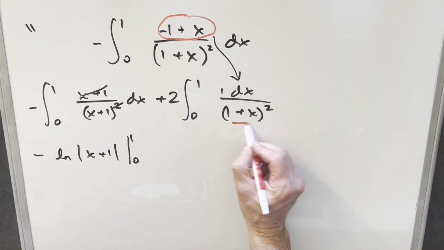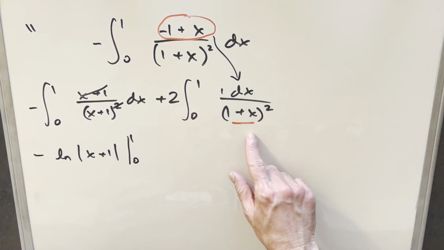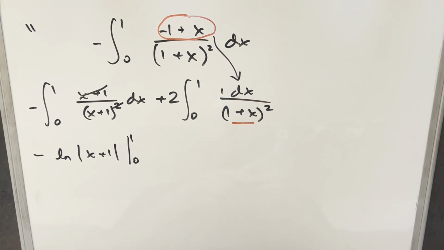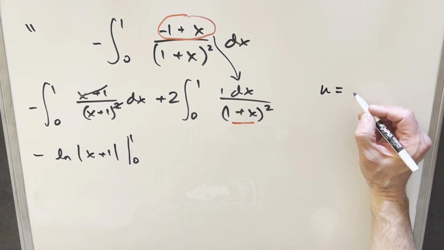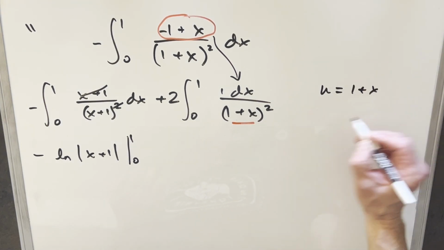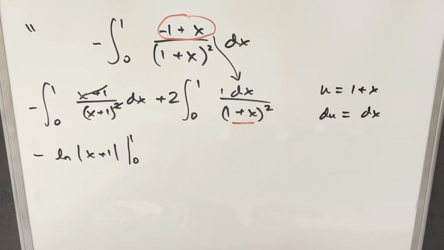Now here on the second one, we don't really need to use substitution, but I'm just going to do it to make it clear, because you'll see that the derivative when we do our u substitution is just going to be dx. But let's just do it anyway to be clear about it. So I'm going to call my u equal to 1 plus x. We'll take a derivative. The derivative of this is just dx.